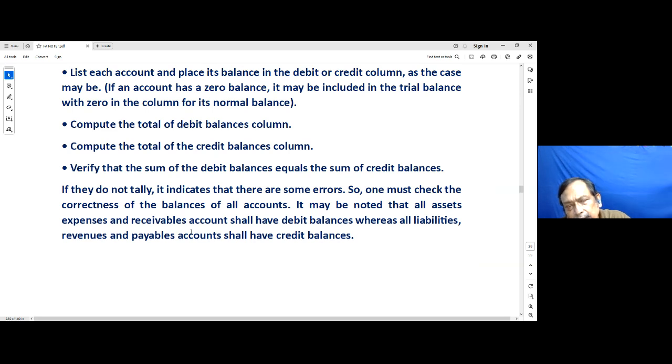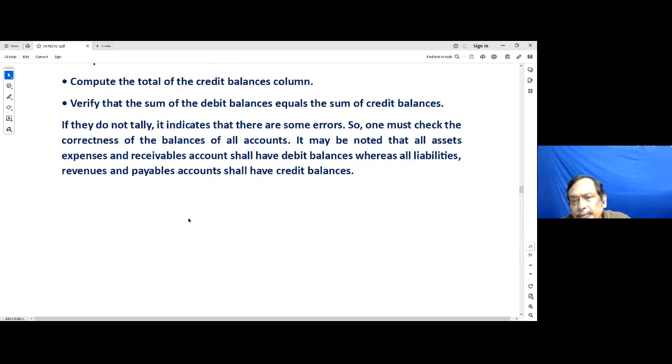Then to verify that the sum of the debit balances equals the sum of credit balances. If they do not tally, it indicates that there are some errors. So one must check the correctness of the balances of all accounts. Now it may be noted that all assets, expenses and receivables accounts shall have debit balances, whereas all liabilities, revenues and payables accounts shall have credit balances.